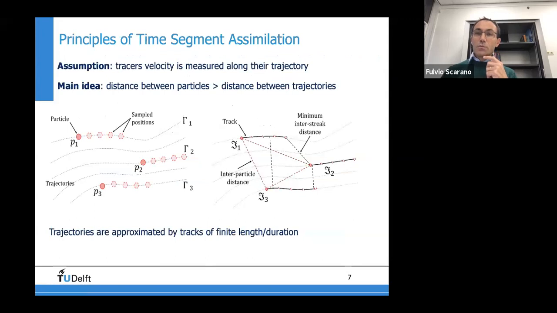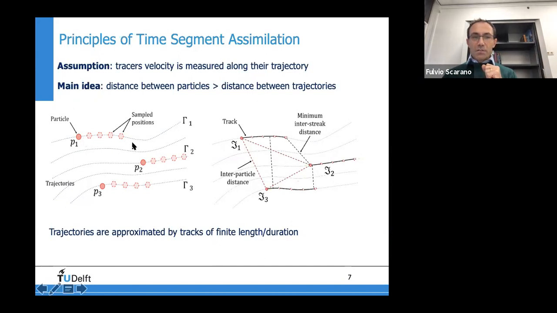Now, let's move to the topic of the day. The main assumption is that the tracer velocity is measured along their trajectory. So we have quite a number of samples along the trajectory. If you have only 2 frame measurements at the moment, the time segment assimilation is not well suited for that case. So we must have time resolved data. What is the main idea? The idea is this: if you take 3 particles in space, P1, P2, P3, and you look at their distance, the red dashed line, you end up with a certain distance, could be a centimeter.